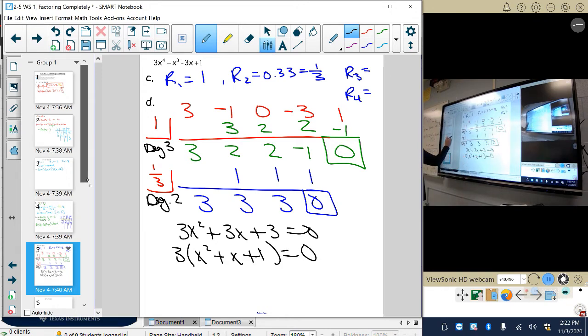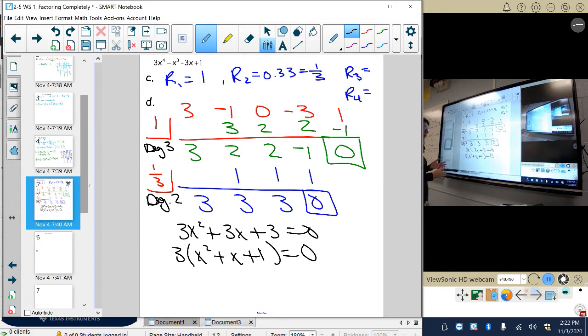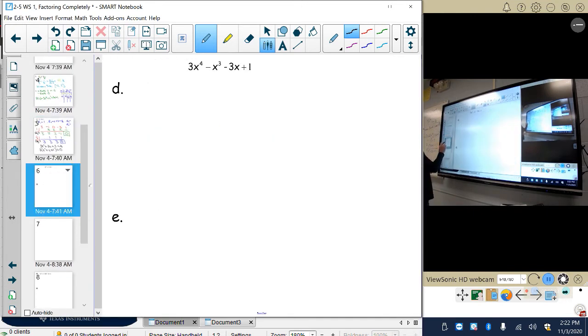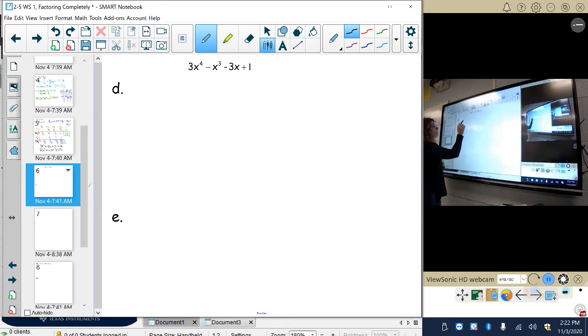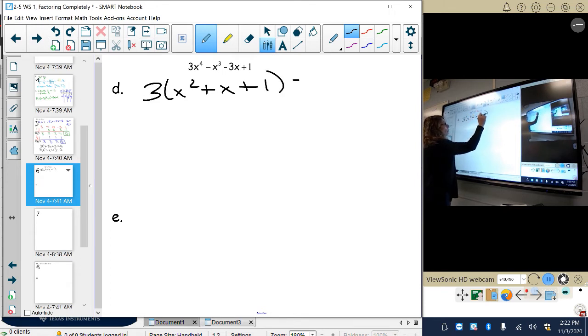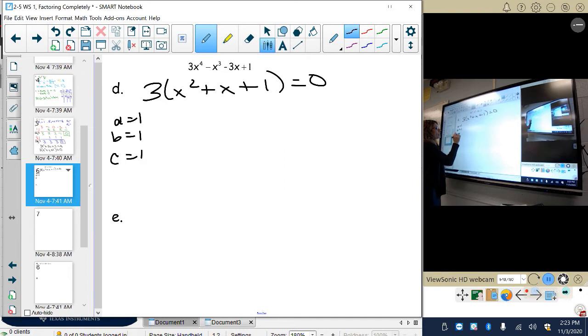Now, I have to be able to do this problem. How do I finish graphing it? I need to find the imaginary roots. So how do I do that? Well, the way I'm going to do that is by doing the quadratic formula. So A is 1, B is 1, and C is 1.